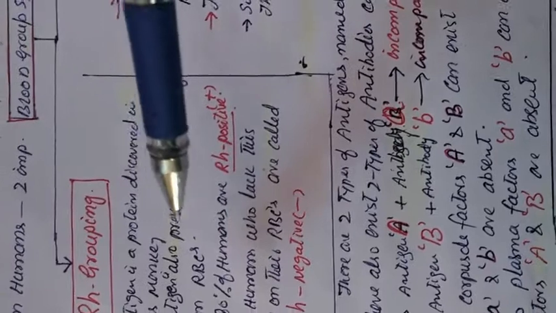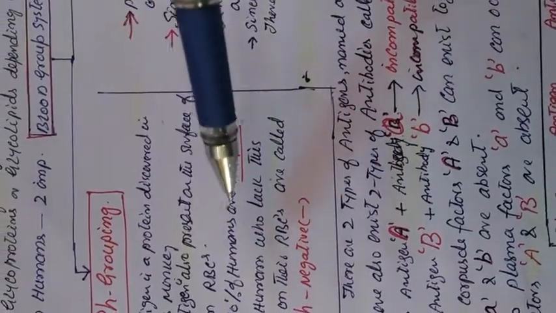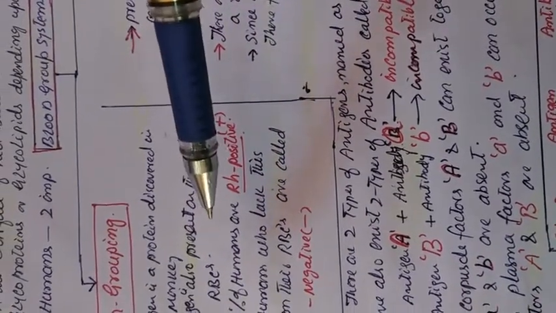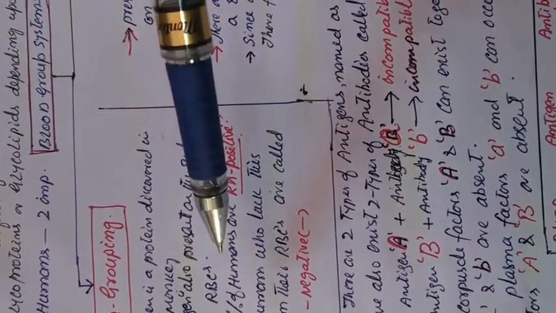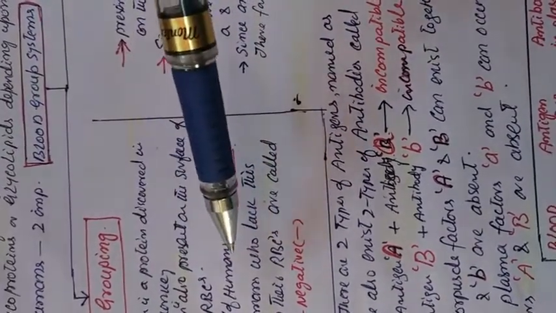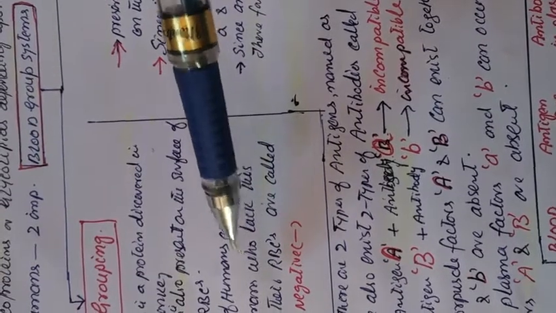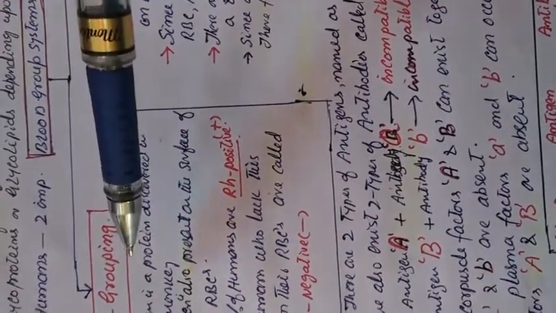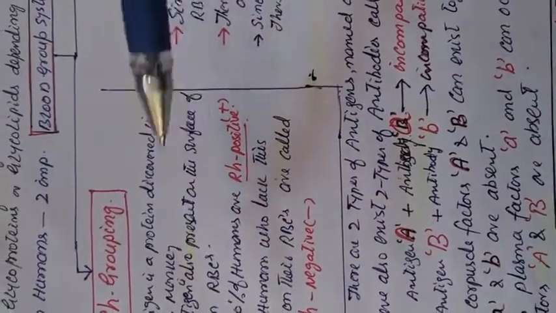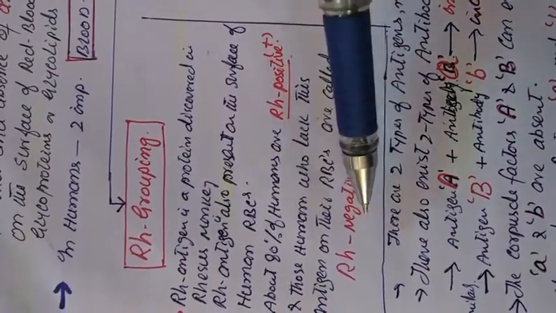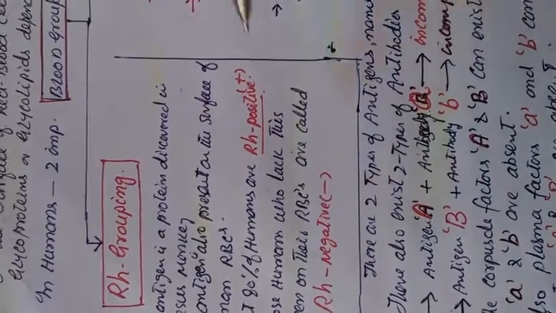About 80% of humans are Rh positive. That means in about 80% of the human population this Rh antigen is present on the surface of red blood cells. When this Rh antigen is present on the surface of red blood cells, the blood is called Rh positive. And if this antigen is absent in the blood, then the blood is called Rh negative.